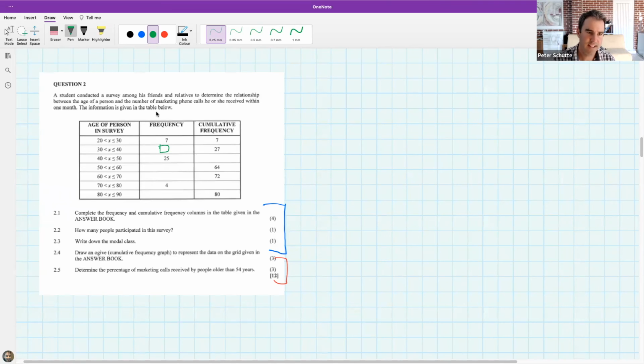People are saying 20. And I agree, because the cumulative frequency total is 27. This has to be 20. So basically this and this have to give me that. So that would be 20, yes. And then this one is going to be, well, I'll let you keep on working that out actually.